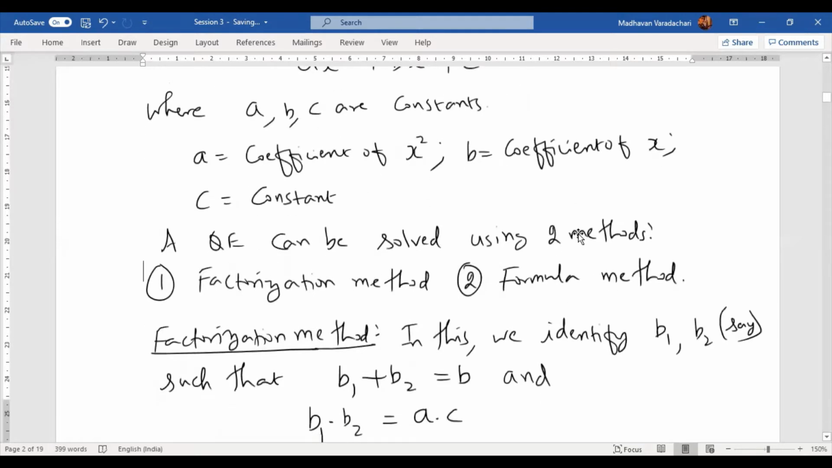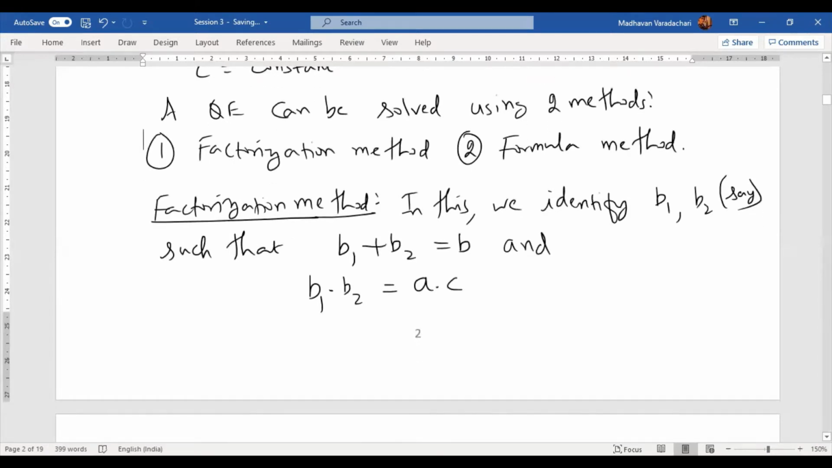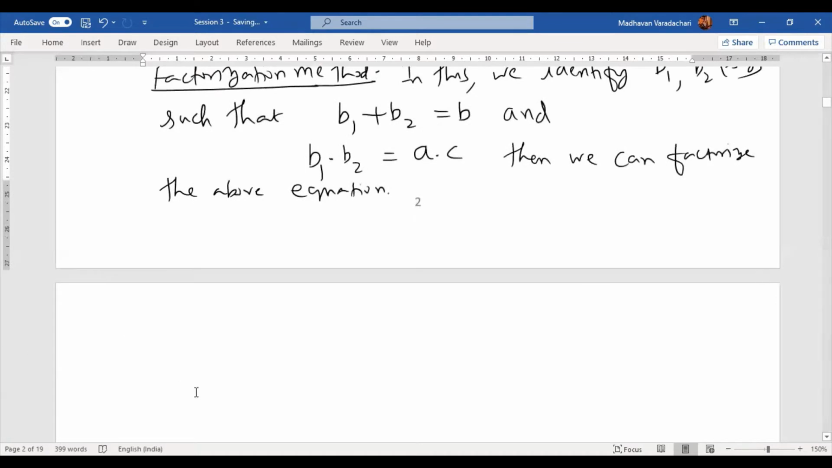If I can identify these b1 and b2 in this fashion, then we can factorize the above equation. Anyway, when we do any problem, that time we will be able to understand this much better. Okay. Let us go with formula method.